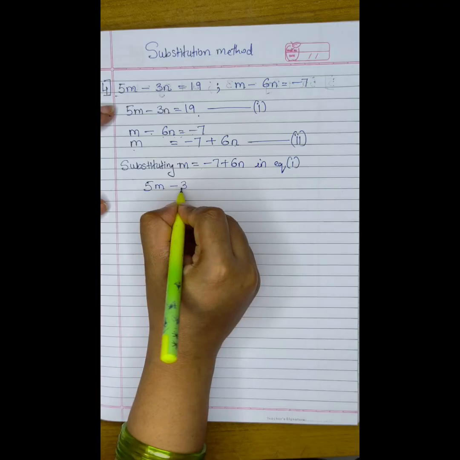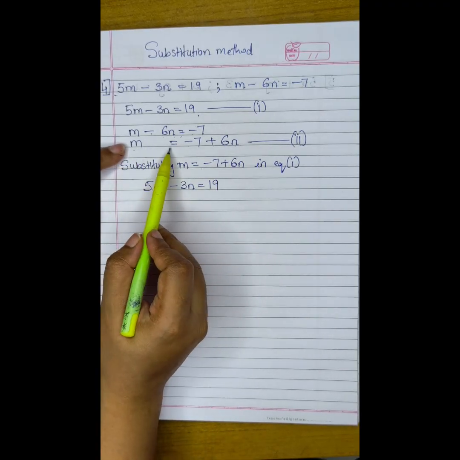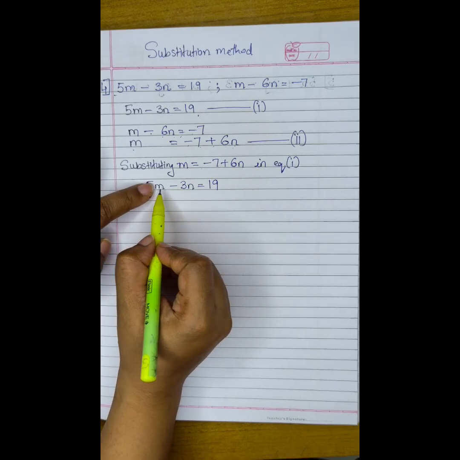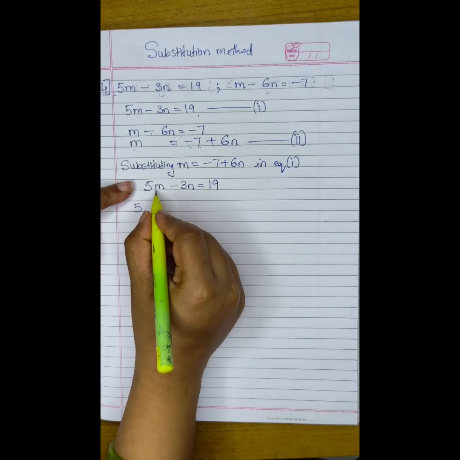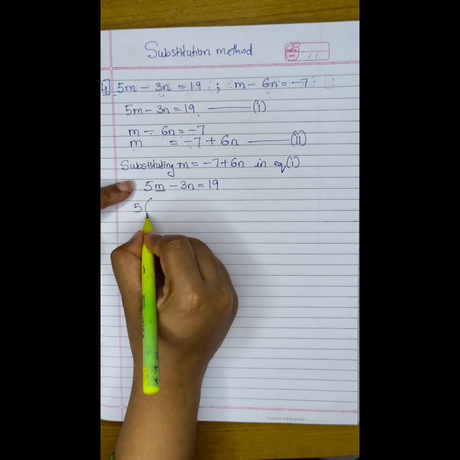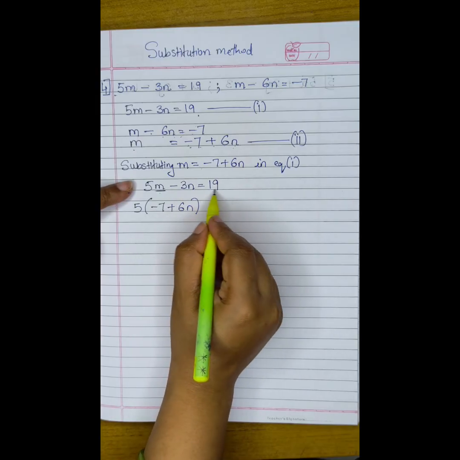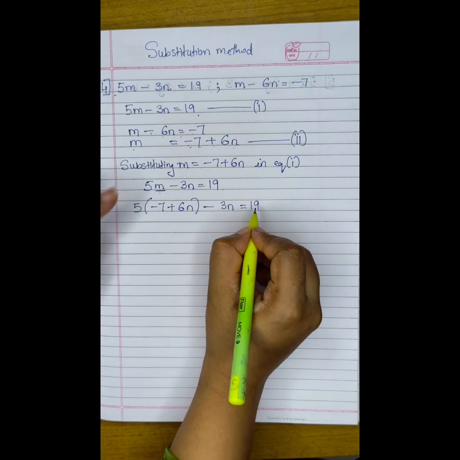5m minus 3n is equal to 19. So we got m is what? m is equal to minus 7 plus 6n. So in place of m we will use minus 7 plus 6n. Right, 5 as it is, and in this m's place we will use minus 7 plus 6n. This will be as it is, minus 3n is equal to 19.